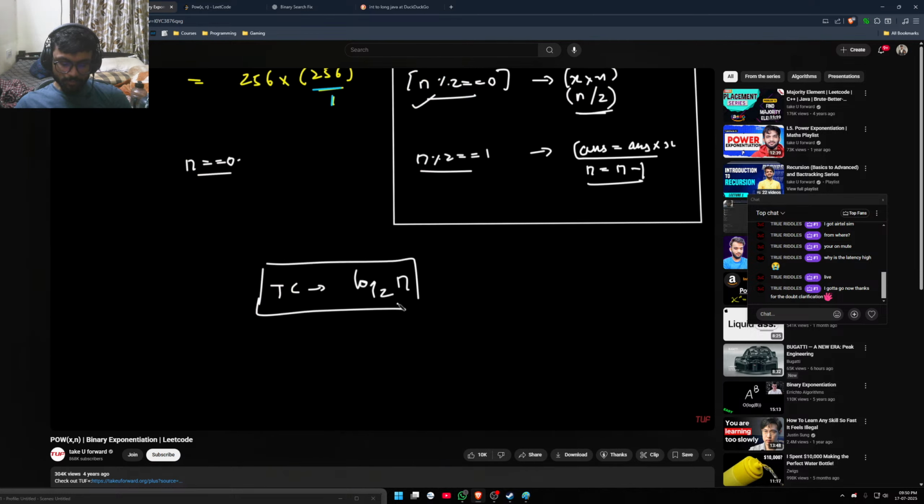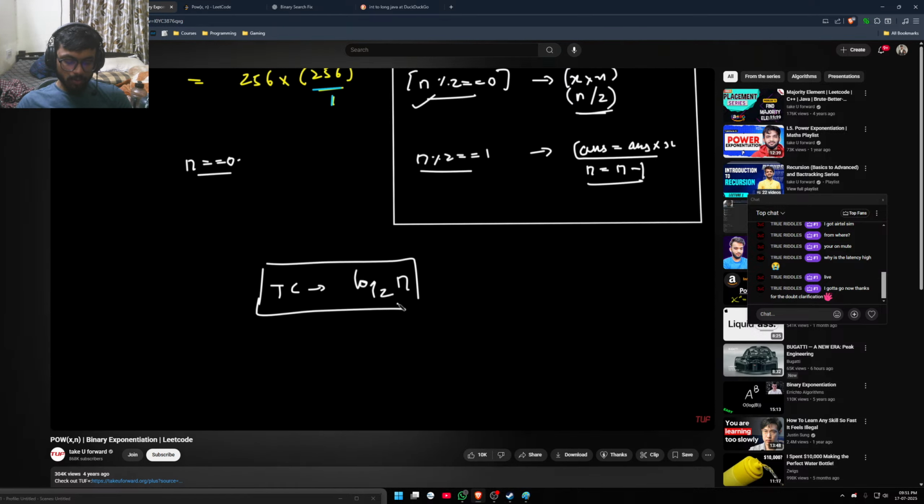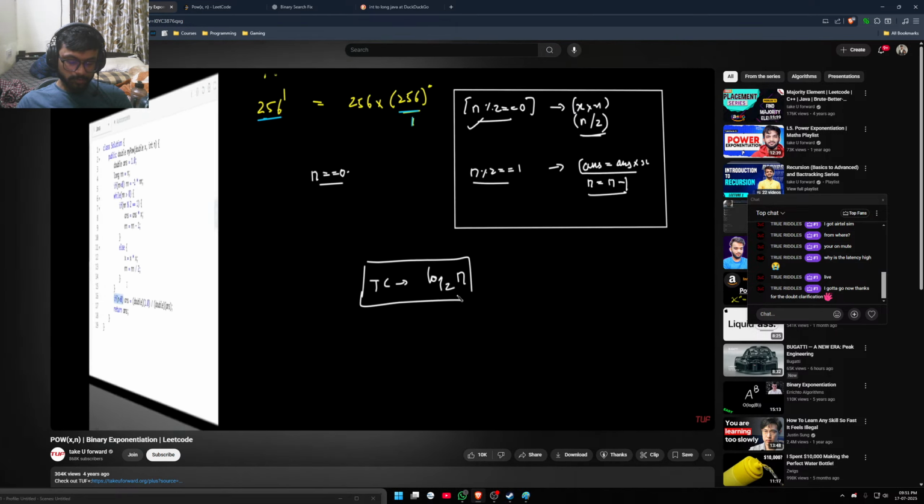Time complexity is logarithmic base 2 of n, because n is getting divided by 2 whenever it is even, and whenever it is odd, it is getting reduced by 1, which apparently makes it an even number at the next step.